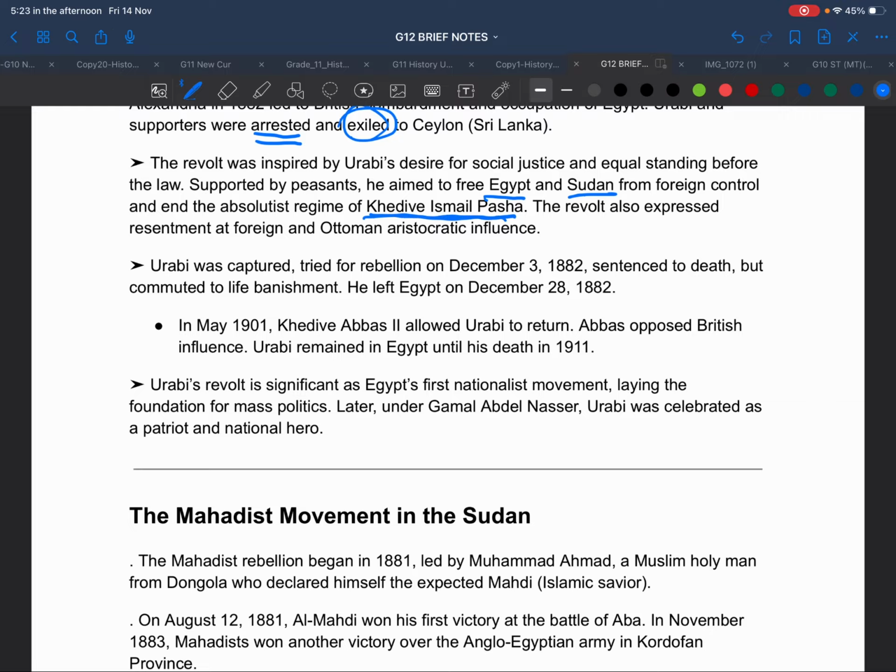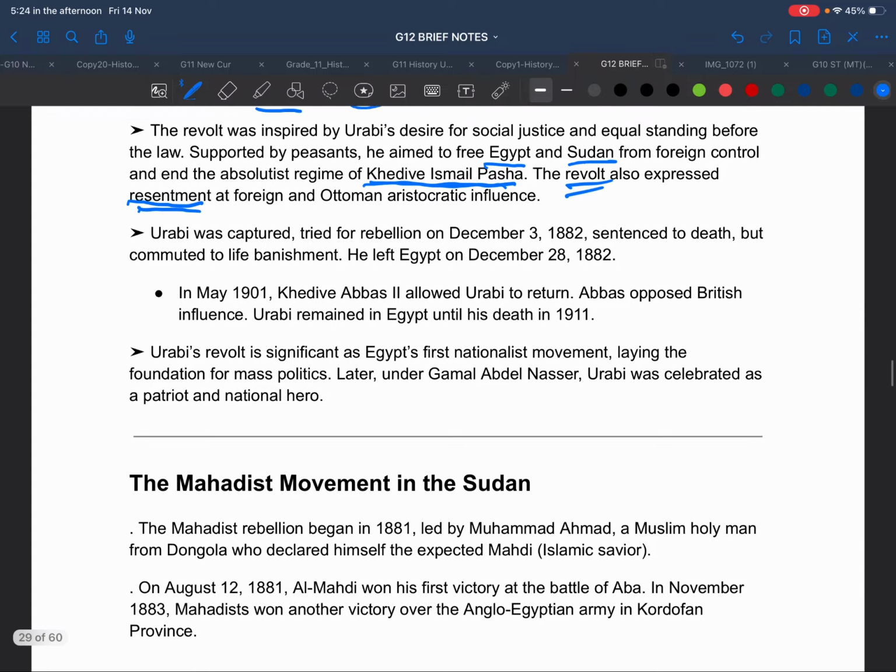Meaning that he had enemies, we can say. One was the local king, Khedive Ismail Pasha, and the other the foreign power, Britain. He stood against both. The revolt also expressed resentment and hatred of foreign and Ottoman aristocratic influence. The revolt leaders did not want to see any foreign and Ottoman aristocratic influence. They wanted to make Egypt free of it.